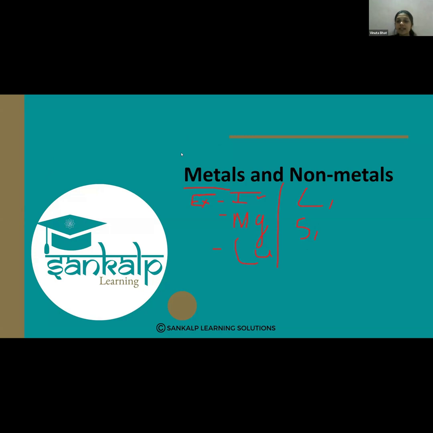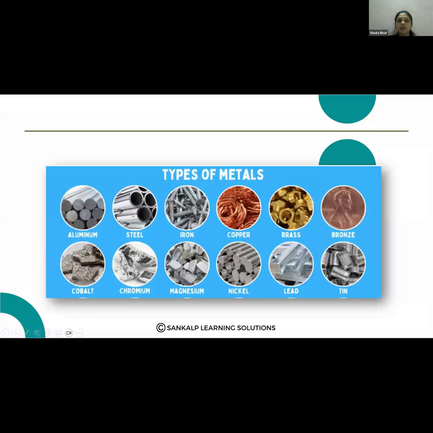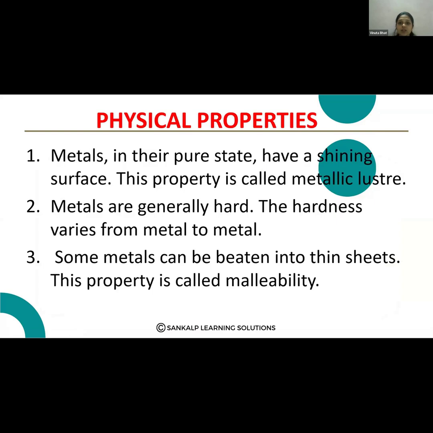So let us see the physical properties of the metals. Aluminum, steel, iron, copper, brass, bronze, cobalt, chromium, magnesium, nickel, lead, tin. These all are examples for the metals, right? Let us see the physical properties of the metal. What do you mean by physical properties? Physical properties means the properties that we can observe externally. So physically we can observe those properties, so they are called physical properties of the metal.